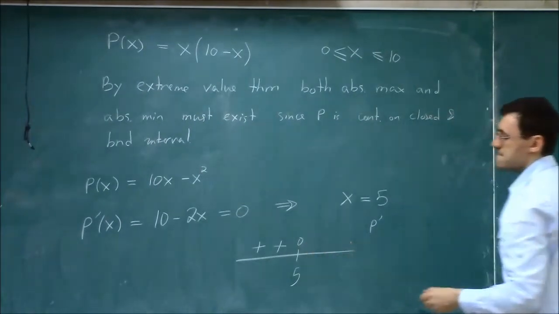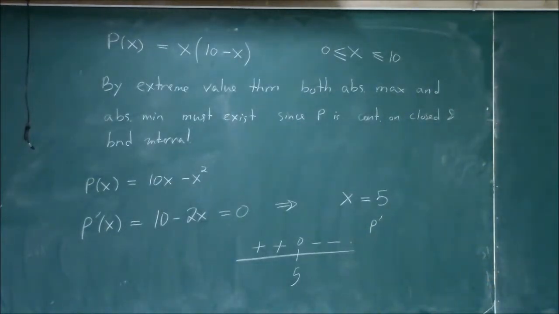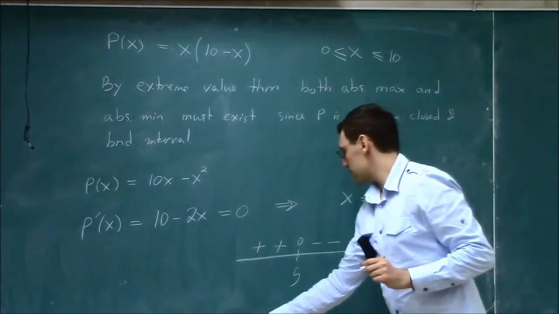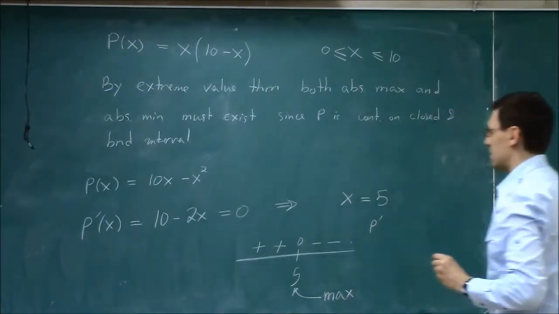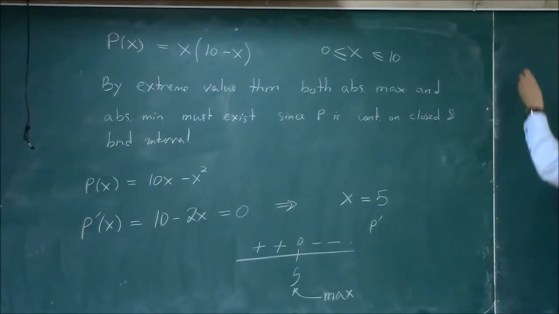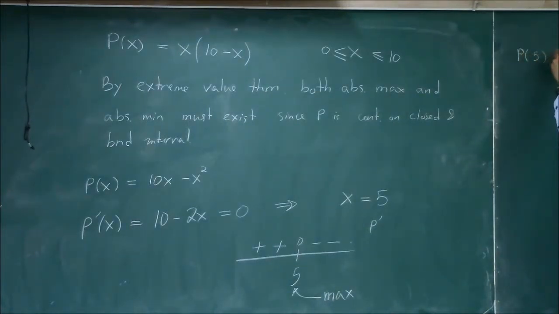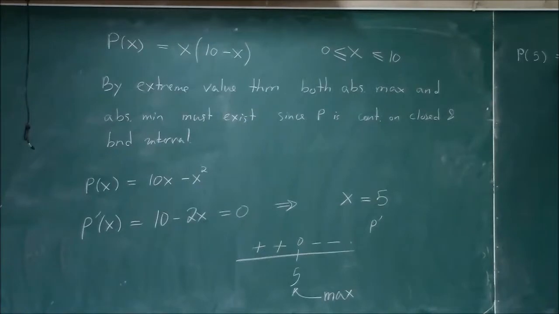What about here? Negative. So this is what? Max. So in fact, then if x is equal to 5, I just measure what is P of 5. So P of 5, using this equation, is 5 times 10 minus 5, which is 25.